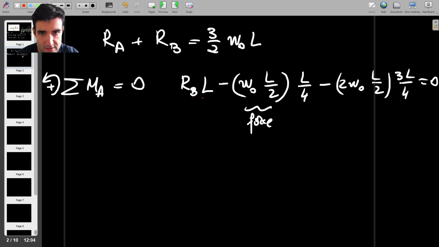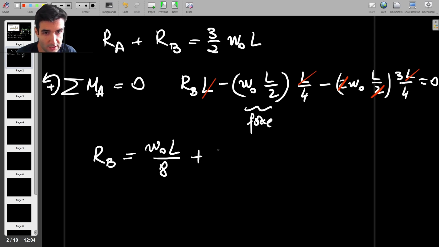Then, just to simplify things, I'm going to cancel an L from everywhere, and I think I can cancel this 2 with this 2, and that's about it. So we have RB. I'm going to leave RB on the left and move everything to the right. So RB will equal W naught L over 8 plus 3 W naught L over 4. I think I picked everything up, so yeah, that's it.